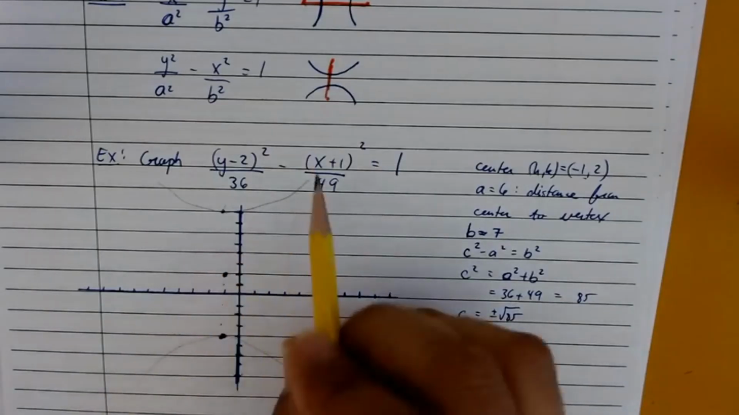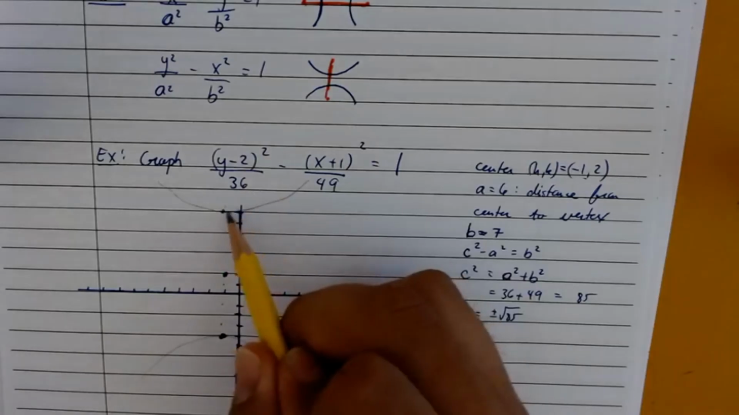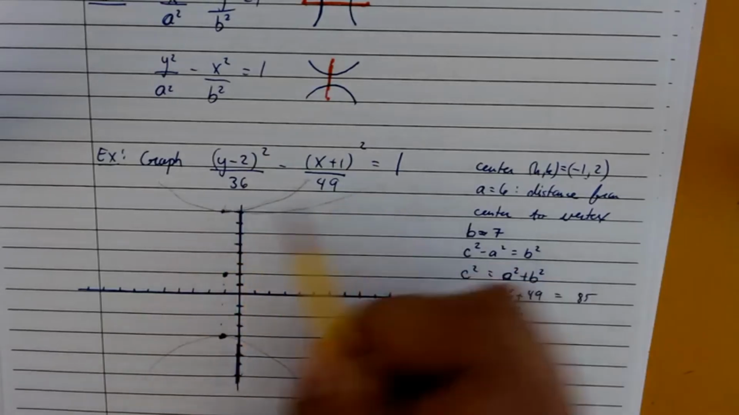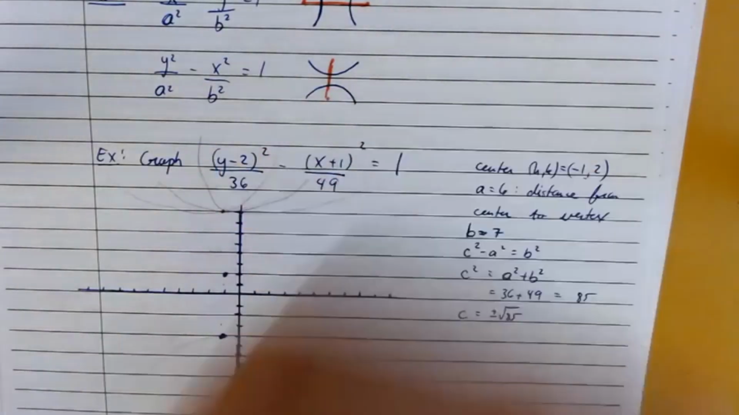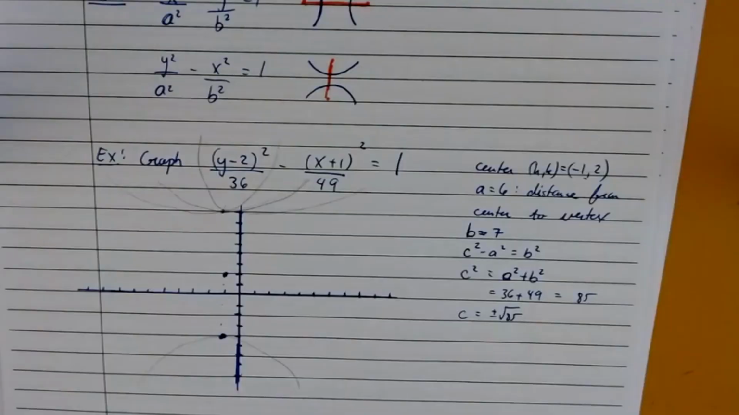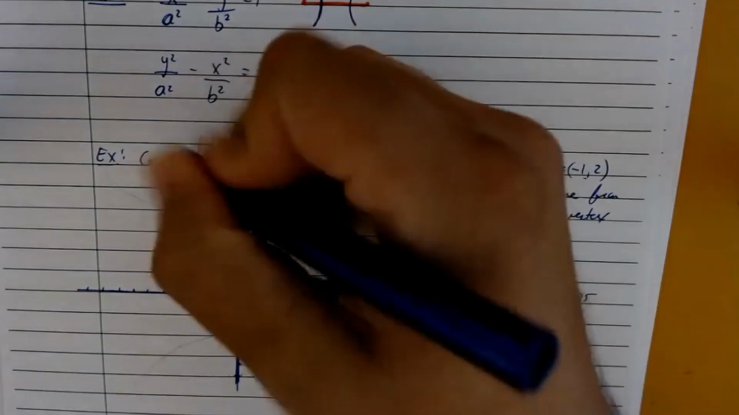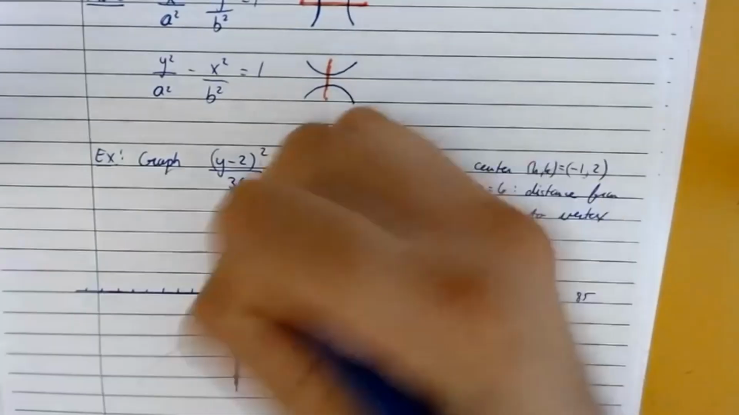Question is, how wide are these? I mean, it could be like that, or it could be really, really wide like this, or it could be really tall and skinny like this. And I have no way of knowing from the information I have right now. I don't know how wide that's going to be. So how do I find that out? That's what B is going to tell us. It's going to tell us how wide to open our hyperbolas.